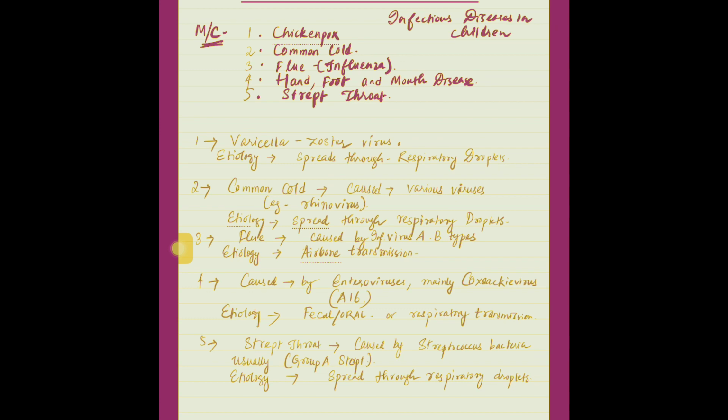Now shortly we will also know about some signs and symptoms. In varicella zoster, we will see an itchy rash and fever. In common cold, we will see runny nose, cough, and sneezing. In flu, we will see symptoms of fever, muscle ache, and some respiratory symptoms too.